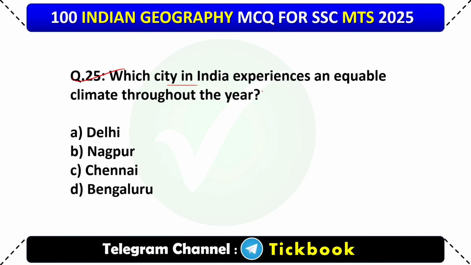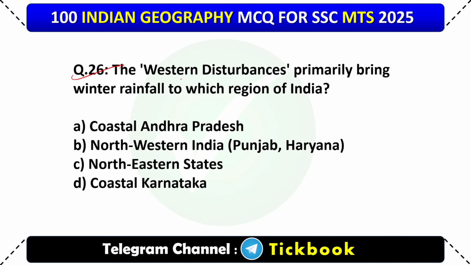25, which city in India experiences an equable climate throughout the year? Option number C, Chennai. 26, the western disturbances primarily bring winter rainfall to which region of India? Option number B, northwestern India, Punjab, Haryana.